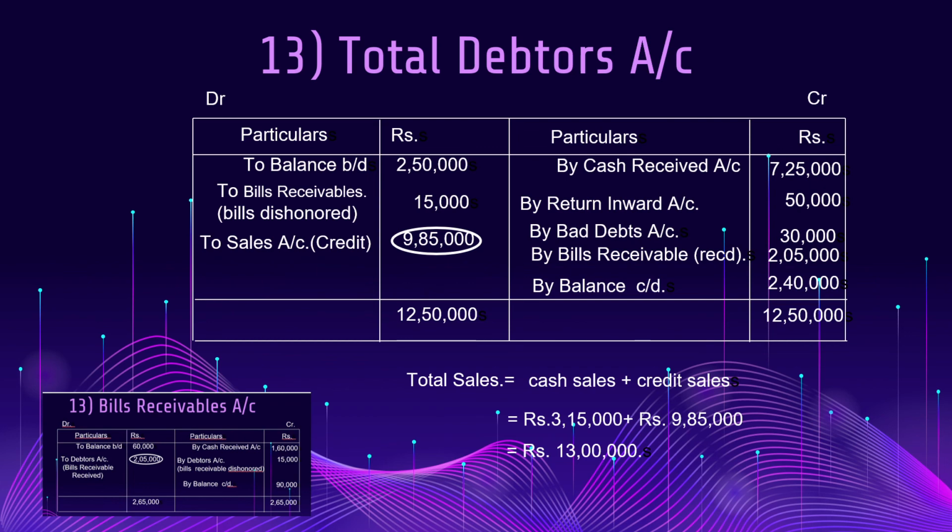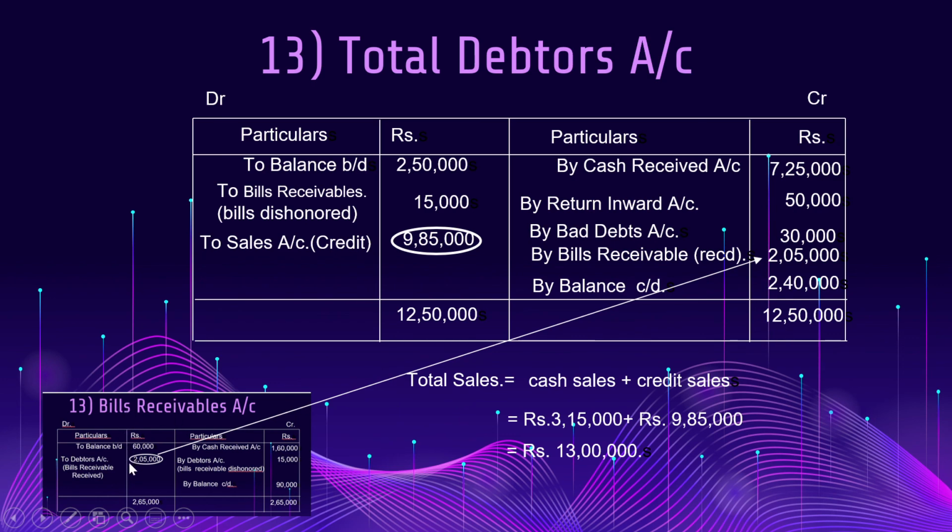Now what is the formula for total sales? Cash sales plus credit sales. So cash sales is 3,15,000 and credit sales we found out 9,85,000. So total 13 lakhs.